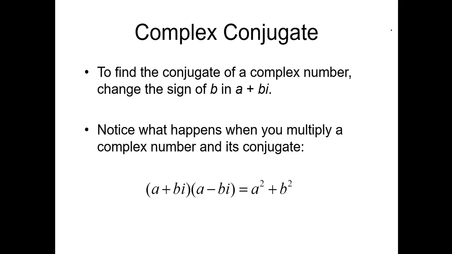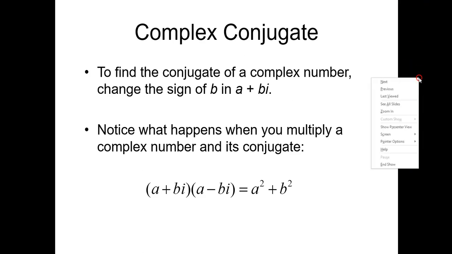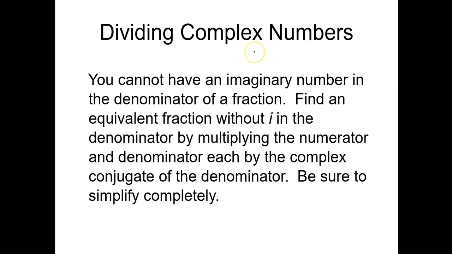To find the conjugate of a complex number, change the sign of the imaginary part. If you have a plus bi, change it to a minus bi. If you have a minus bi, change it to a plus bi. Whatever the imaginary part is, change the sign in front of it. Because when you multiply a complex number and its conjugate together, you no longer have an i in there. And that is essential for simplifying the fractions. You're not allowed to have imaginary numbers in denominators of fractions. Kind of like when you did radicals and you weren't allowed to leave roots in the denominators of fractions.